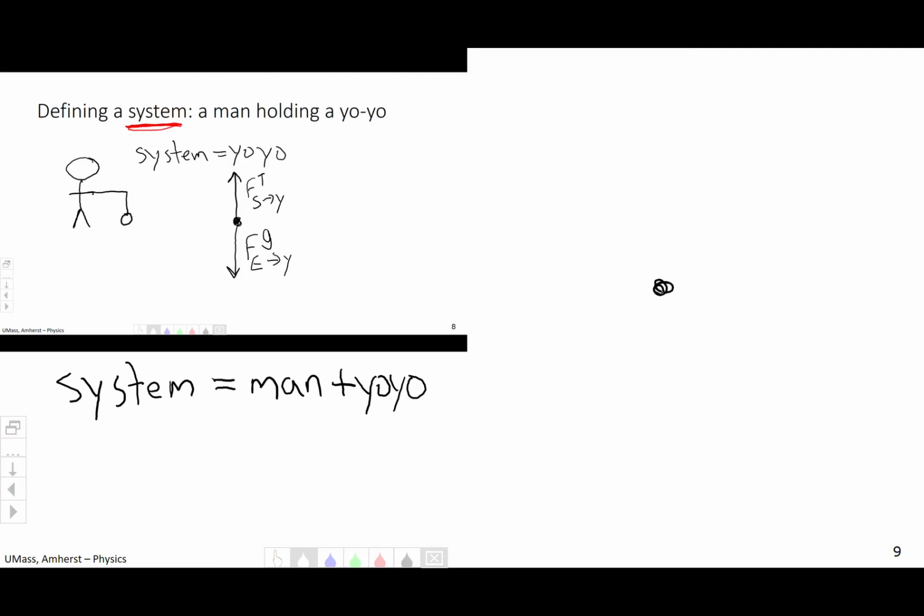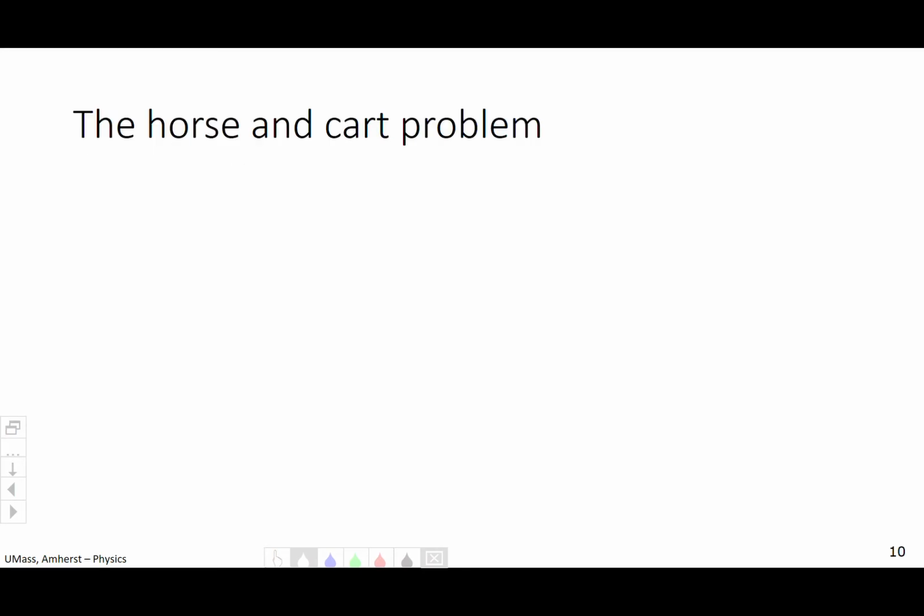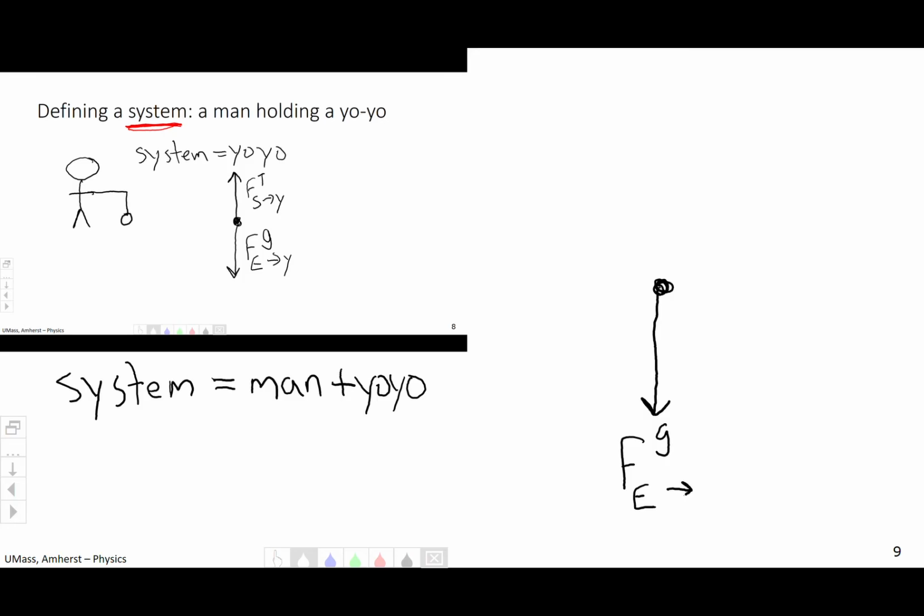Well, what it means is, obviously, there is going to be a gravitational force, force of gravity, Earth, but on what? What exactly are we talking about? Well, when we're talking about our system, when we look at our free body diagram, the forces acting on that system. So the gravitational force that we're looking at is man plus yo-yo.